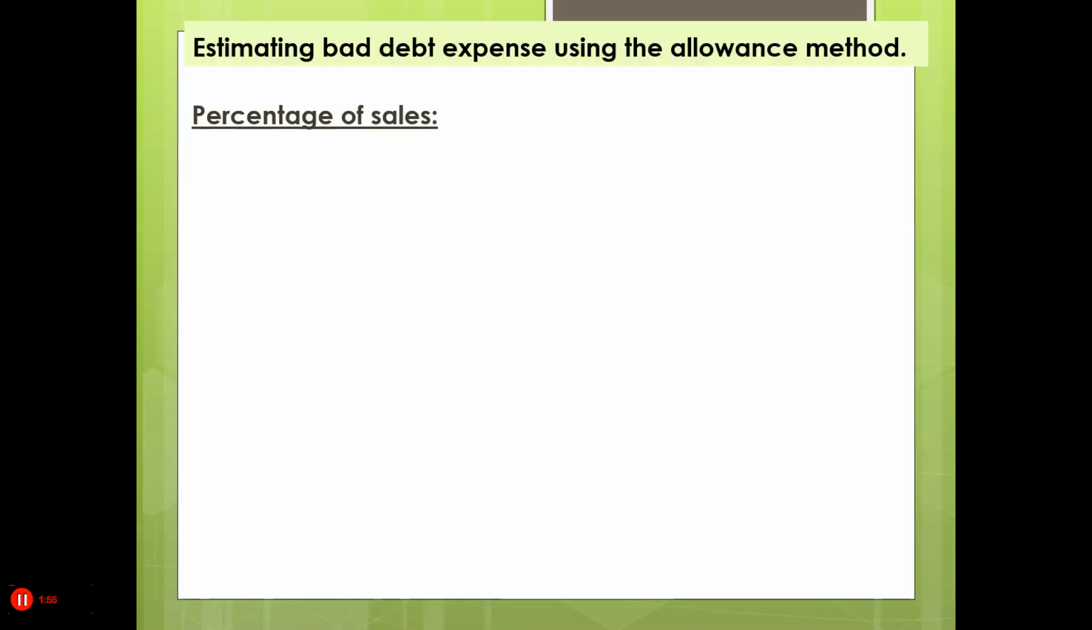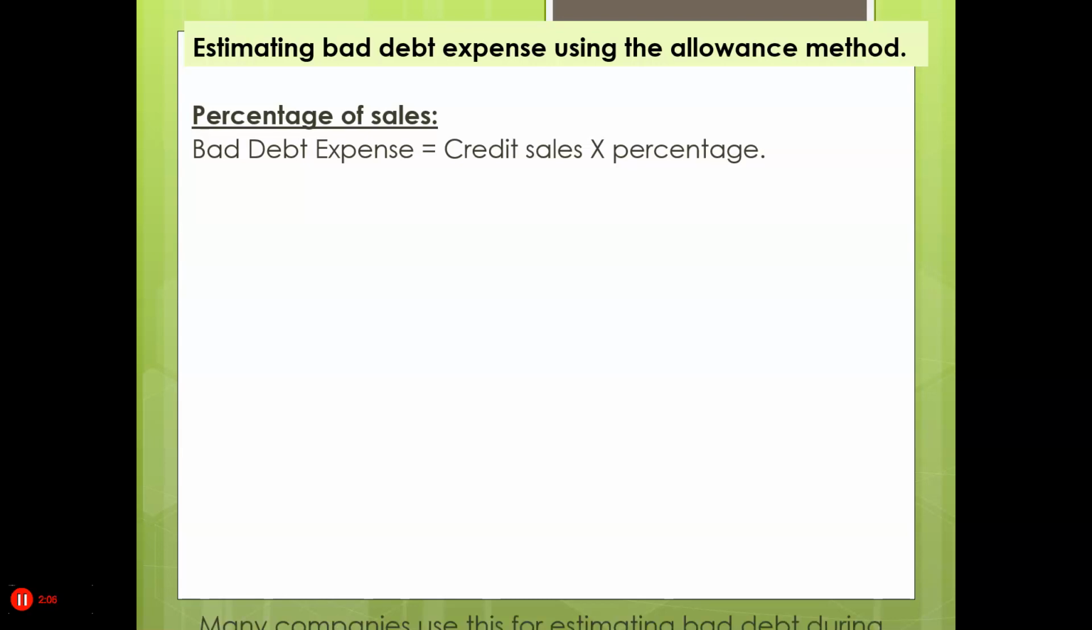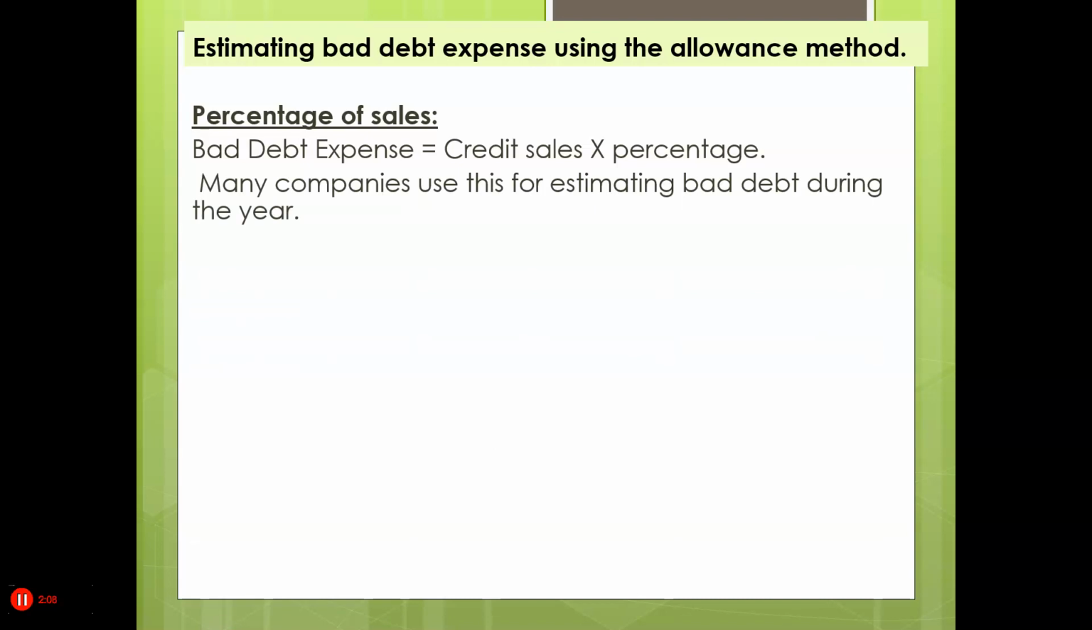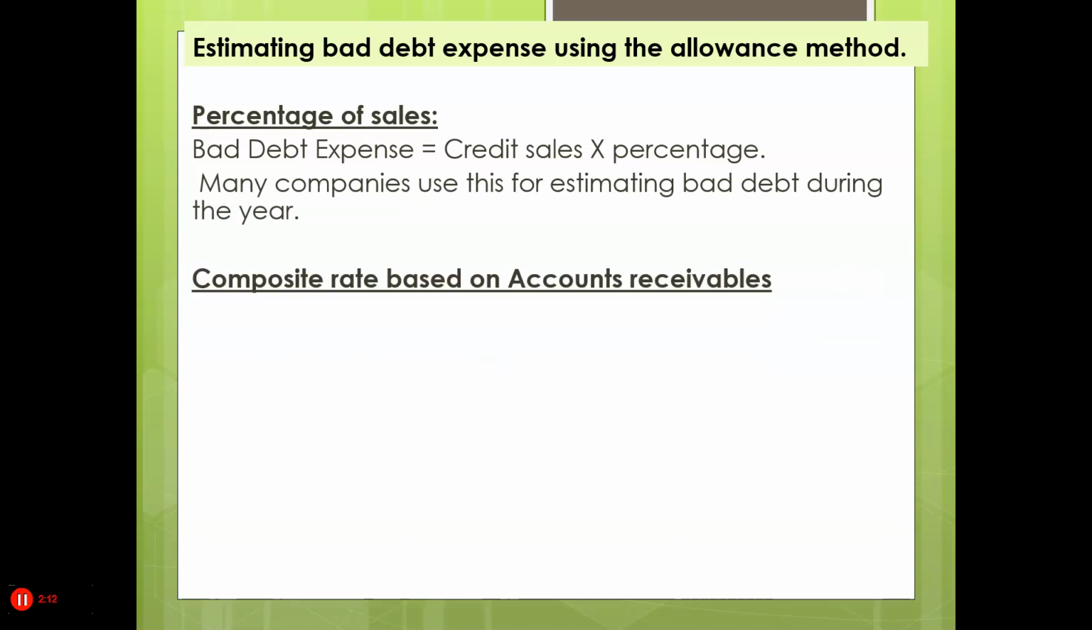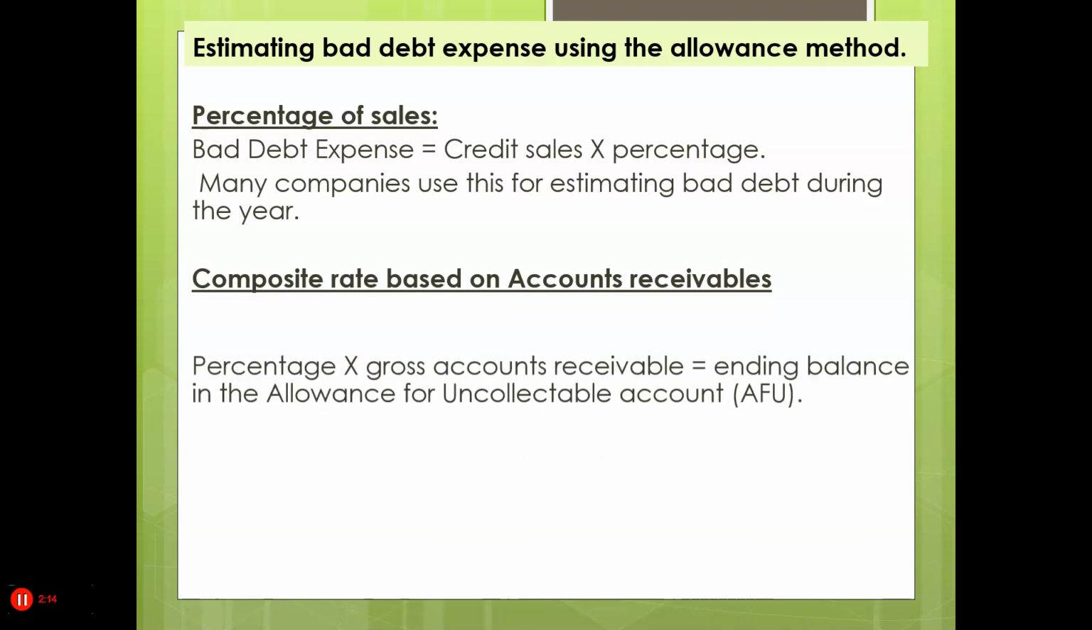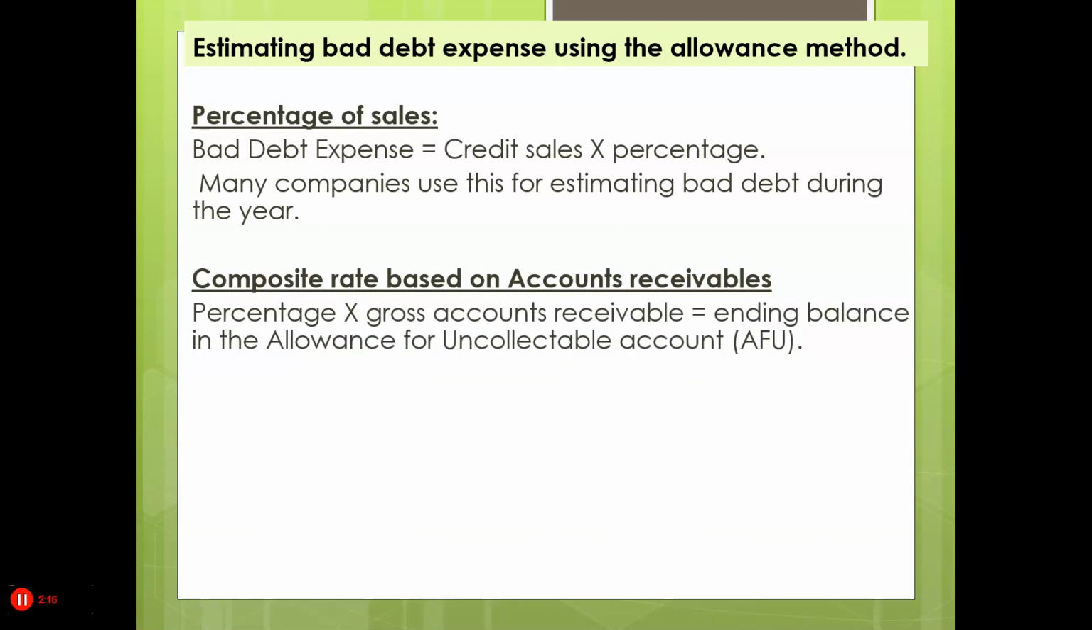So let's start with percentage of sales. Bad debt expense is always going to equal credit sales times the percentage. Remember, it's only credit sales. Many companies use this for estimating bad debt during the year. Now the composite rate based on accounts receivable: you take the percentage times the gross accounts receivable, which gives you what the ending balance should be in the allowance for uncollectables.